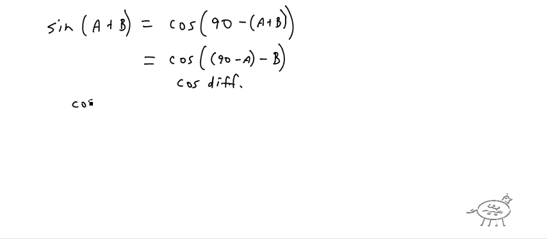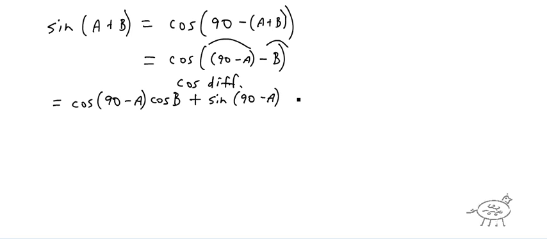So I can rewrite this as cosine of 90 minus A cosine of B, because this is basically my first term and this is my second term. So remember, it's cosine A, cosine B, and then the opposite sign, so it's going to be plus sine A sine B, or sine of 90 minus A sine of B. So that is using cosine difference to write that out, which again, the sine of A plus B is equal to, these two are equal.